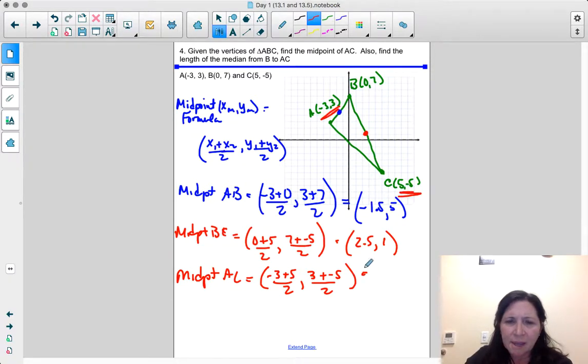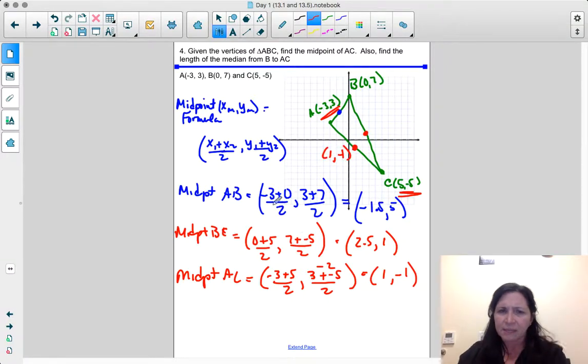And so what I get for the midpoint is 2. Negative 3 plus 5 is 2. 2 divided by 2 is 1. And then this is going to be negative 2 divided by 2, which is negative 1. So 1, negative 1. So this value, 1, comma, negative 1, is the midpoint of AC.